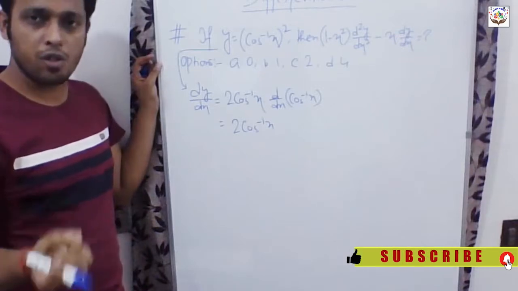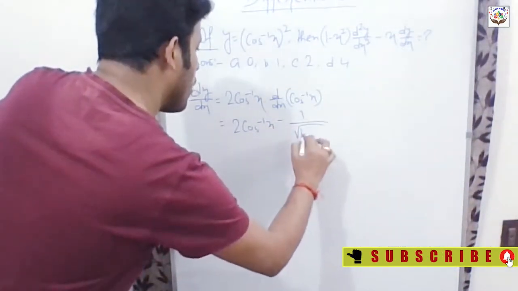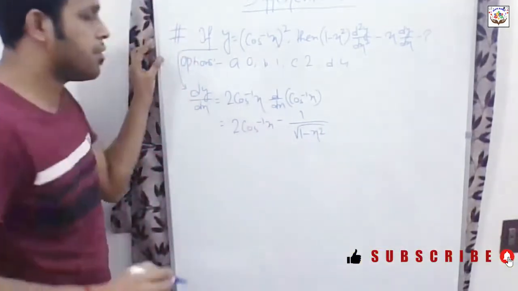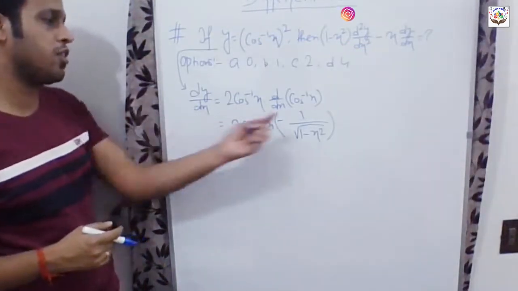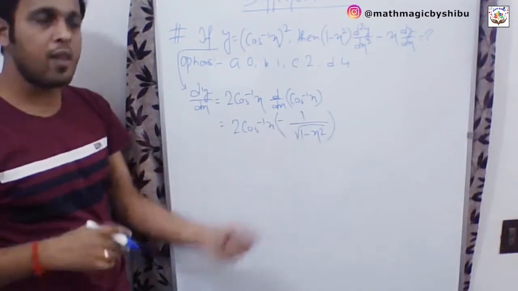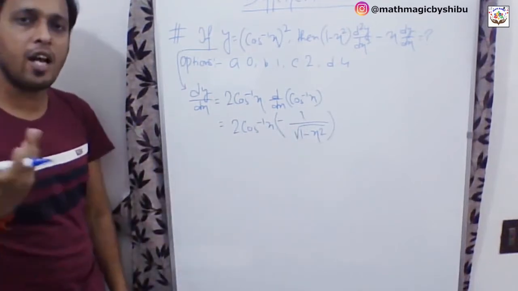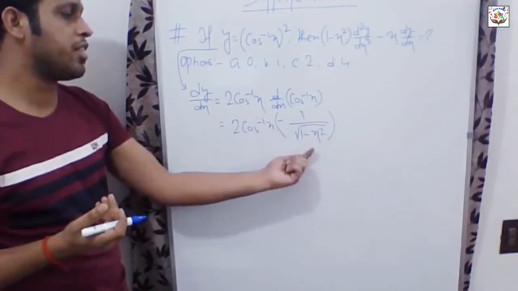that means differentiation of cos inverse x equals minus 1 by root over 1 minus x square. Just remember this formula. This is the formula for the differentiation of cos inverse x. Okay, ddx of cos inverse x means minus 1 by root over 1 minus x square. And if it is ddx of sin inverse x, then it would have become 1 divided by root over 1 minus x square only.